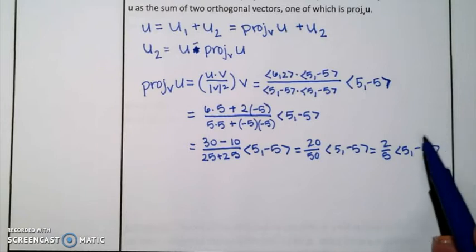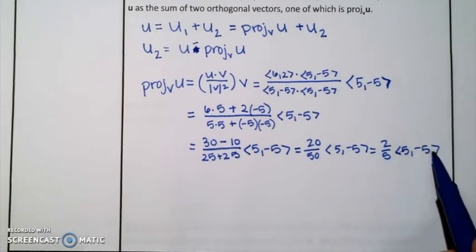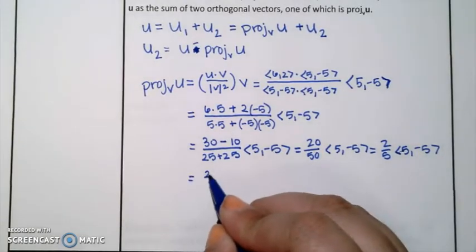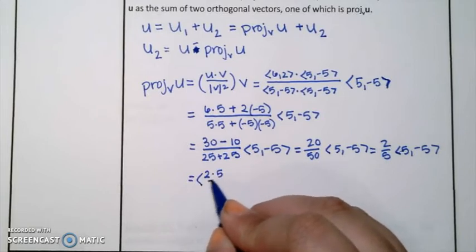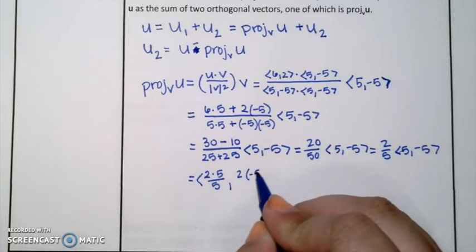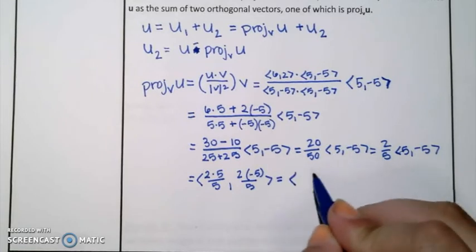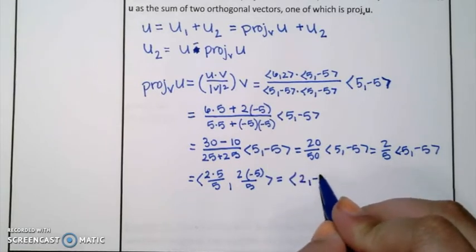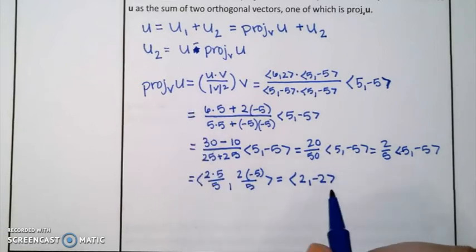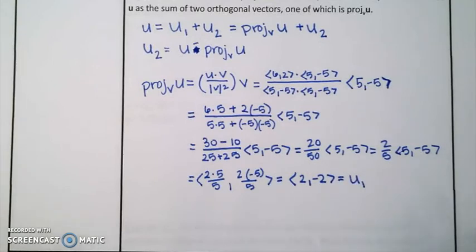All right, now notice I could still simplify when I distribute the 2/5 to my vector. I'll be able to simplify by 5. So this is 2 times 5 over 5, comma, 2 times negative 5 over 5, which actually simplifies to 2, comma, negative 2. So the projection of u onto v is the vector 2, negative 2. And this is what we're calling our u1.